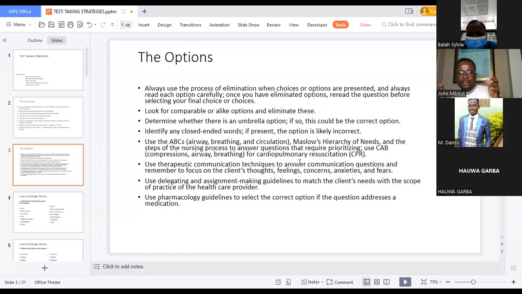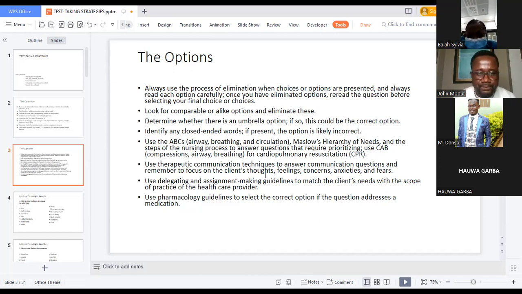Can you get that? Diarrhea, we know that diarrhea is contact precaution. Option A says contact precaution. B says droplet. C says airborne. D says standard precautions and contact precautions. That is an umbrella option that includes the other options in it. So this is likely to be the right option.